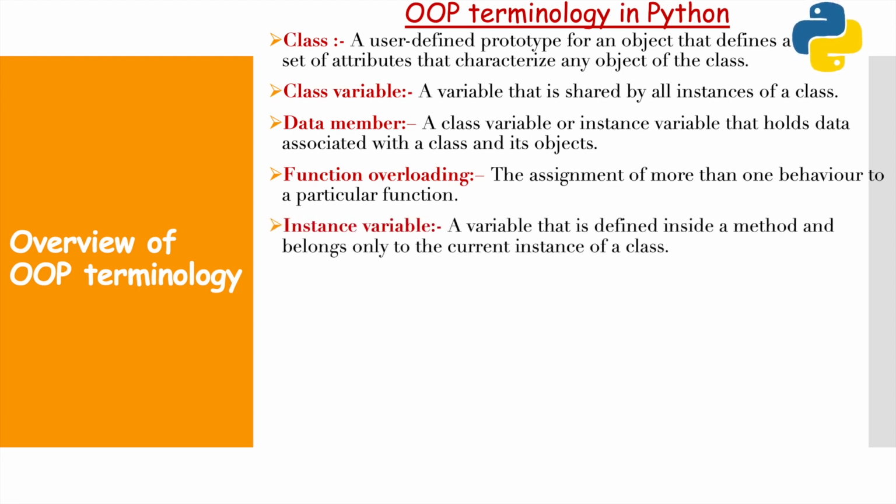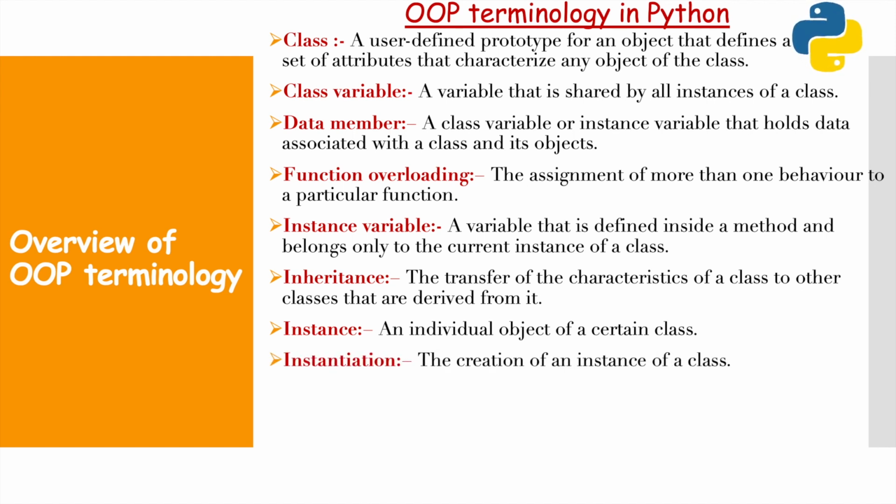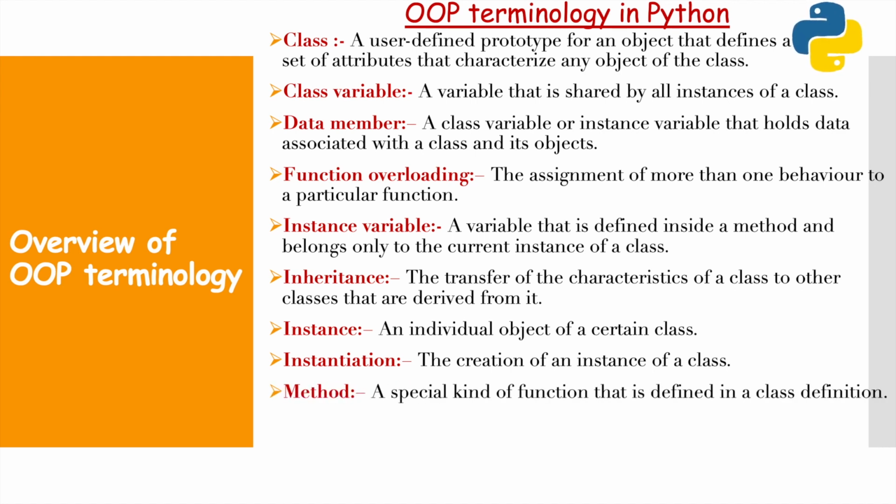What do we mean by instance variable? A variable that is defined inside a method and belongs only to that current instance of the class. Now what is inheritance? The transfer of the characteristics of a class to other classes that are derived from it is called inheritance. What is an instance? It's an individual object of a certain class. Now what is instantiation? It's the creation of an instance of a class.